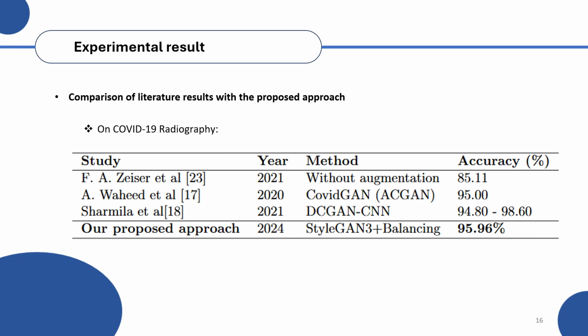We present the experimental results comparing the proposed method, StyleGAN3 plus balancing approach, with previous studies on COVID-19 radiography. The results show that the proposed method achieves 95.96% accuracy, outperforming the COVID-GAN 95% and DC-GAN-CNN 94.80%, but below 98.60%, while significantly improving upon the baseline without augmentation, 85.11%.